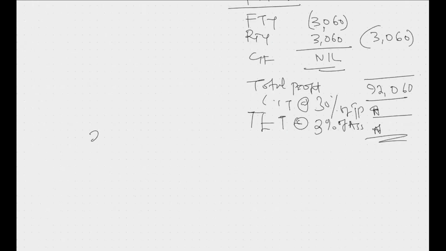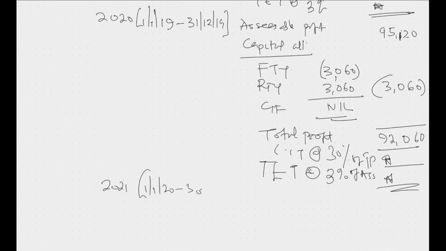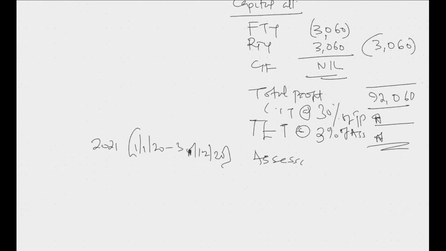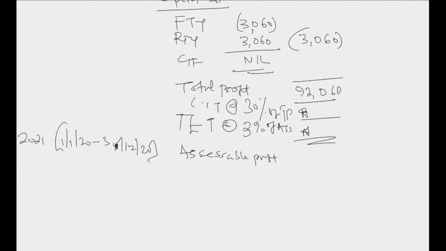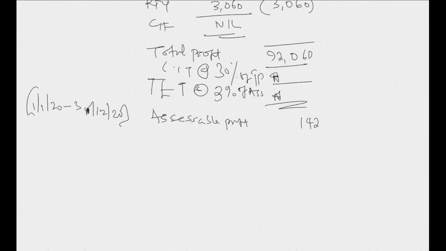2020. Accessible profits. What's my accessible profit? 142,800. Capital allowance for the year.